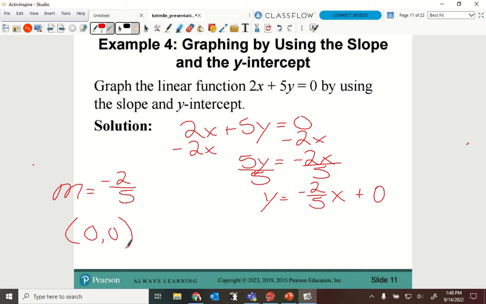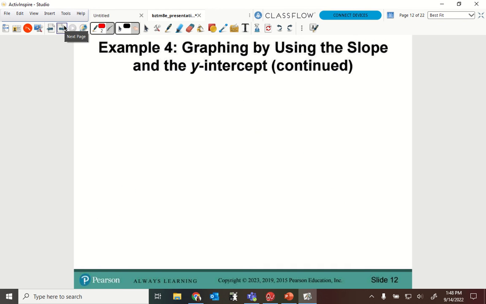So let's go to the next page, and I did not put a graph on this one for some reason. So I will, and you will, make sure you have your own amazing graph on yours.